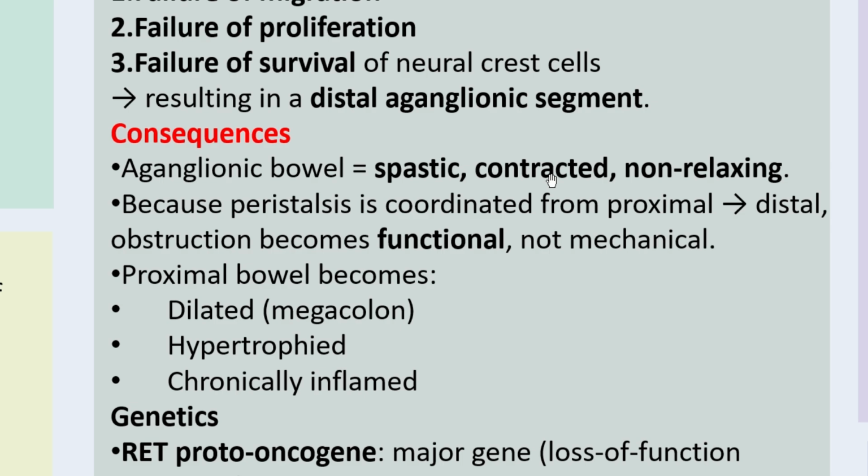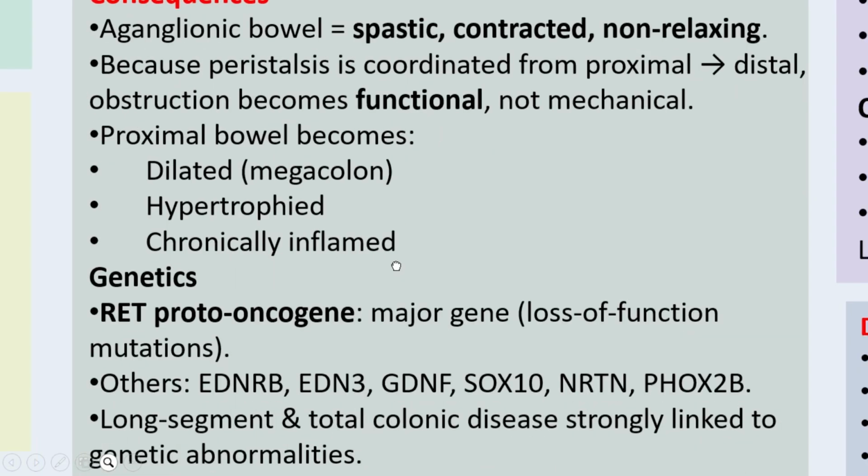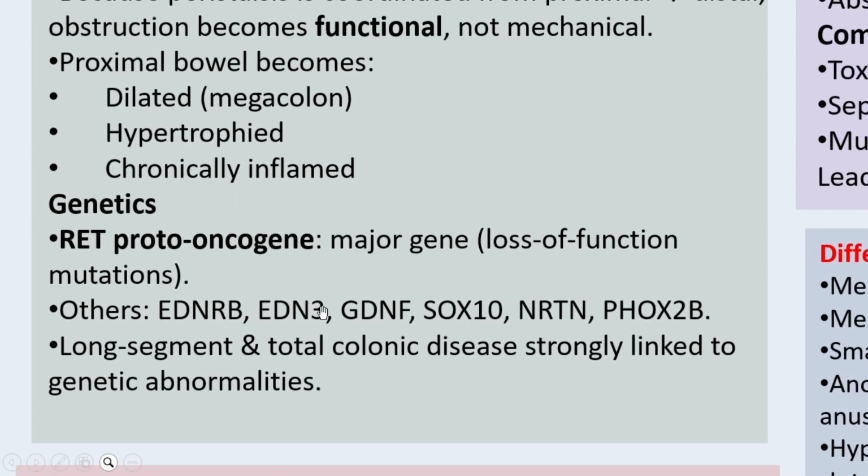Then what happens is that the proximal bowel, the one that is up, becomes dilated, and we have what we call a megacolon because contents cannot fit through. Because the lumen in front is spastically contracted, it hypertrophies as it experiences a lot of force. Then we can have chronic inflammation, because as things get static, there is proliferation of organisms, and this comes with a lot of inflammation.